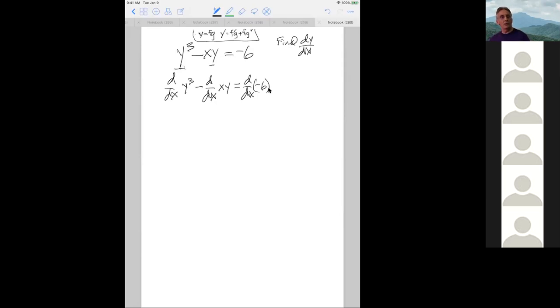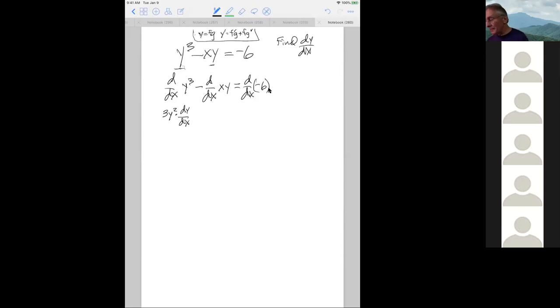But so right now, I'm taking the derivative with respect to x of each term. And the first term, I've got to use the chain rule on because there's a y in it, all right? So what do I get? I take the derivative of the outside, which is 3y squared, times the derivative of the inside function, which is y, which means I've got 1 dy/dx for that term.